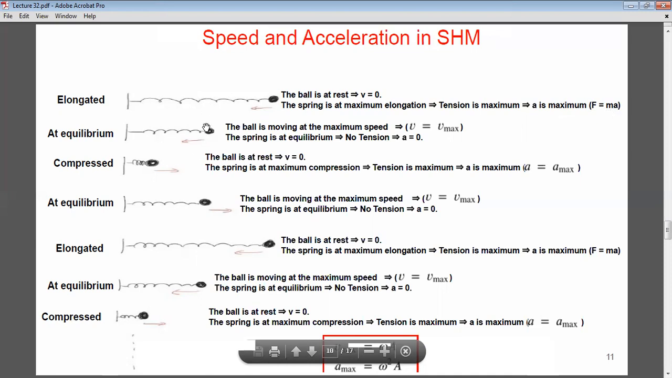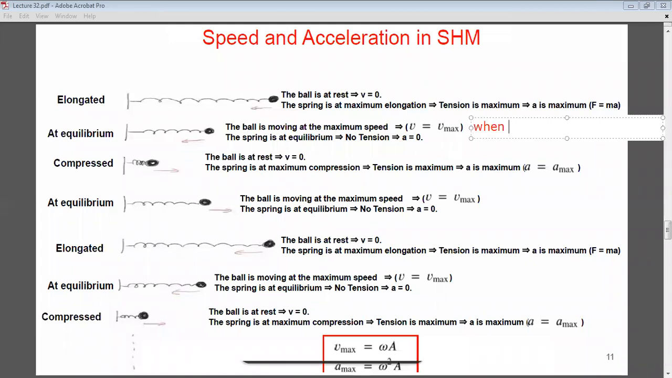Then the ball is in the middle. The ball is moving at maximum speed. So in the middle at equilibrium, which is x equals 0, v equal v maximum. Okay, here when x equals 0, the ball is moving with a maximum speed, so v equal v maximum. The spring is at equilibrium, so there is no tension, so a equals 0. No tension, no a, because tension is ma.